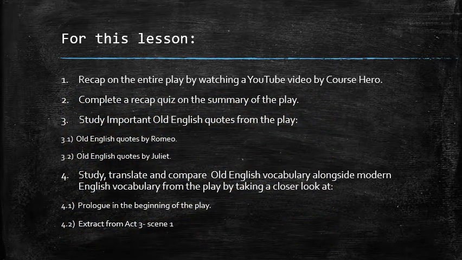Let's look at what we will be covering for this lesson. 1. We will recap on the entire play of Romeo and Juliet by watching a YouTube video by Core Zero. Number 2. We will complete a recap quiz on the summary of the play. Number 3, we will be discussing some important Old English quotes from the play. 3.1 will be Old English quotes by Romeo. And then 3.2, we will be looking at Old English quotes by Juliet.